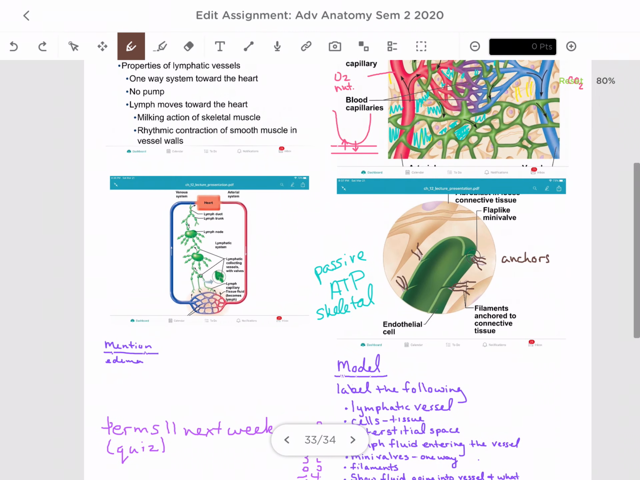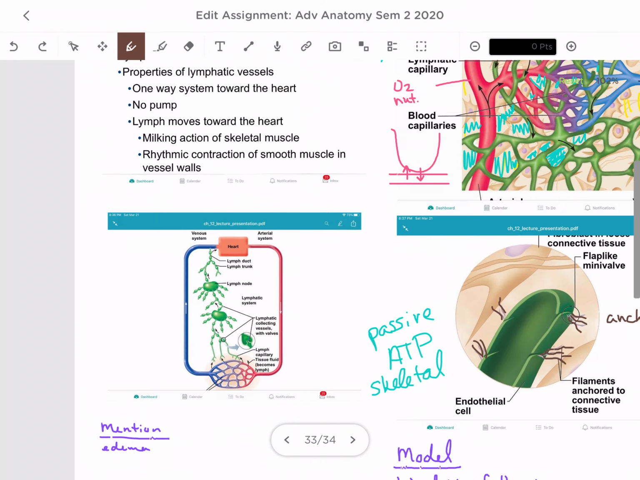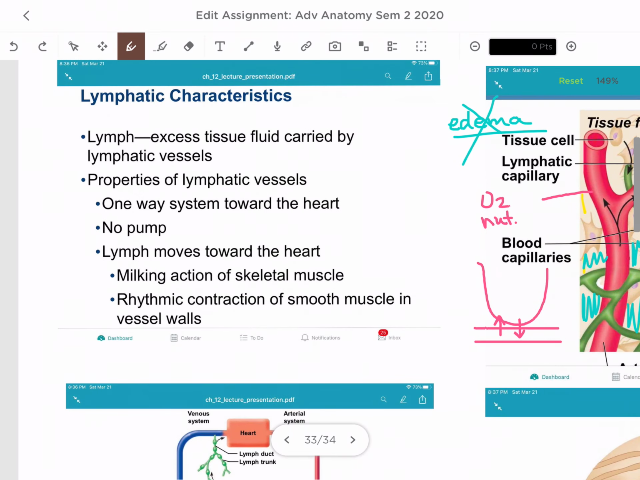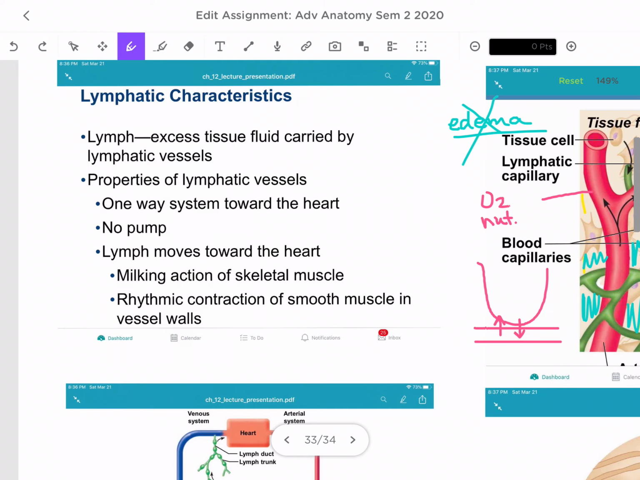Let's see what else we have here. Let's review, make sure I covered everything. Okay, so the fluid is referred to as, why would I pick that color? Let's go with this color for now.